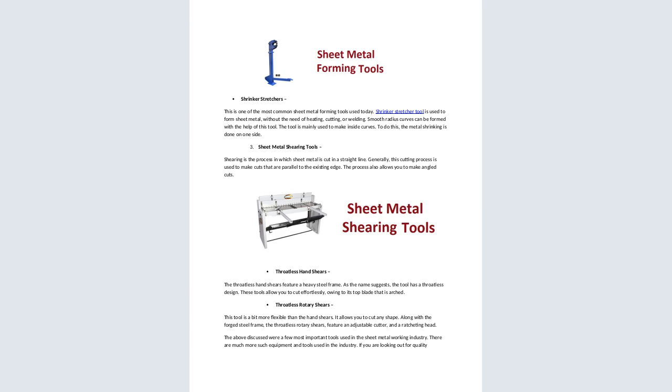Another one is the throatless rotary shears. The tool is a bit more flexible than the hand shear. It allows you to cut any shape along with the forged sheet frame. So the throatless rotary shears feature an adjustable cutter and ratcheting head.